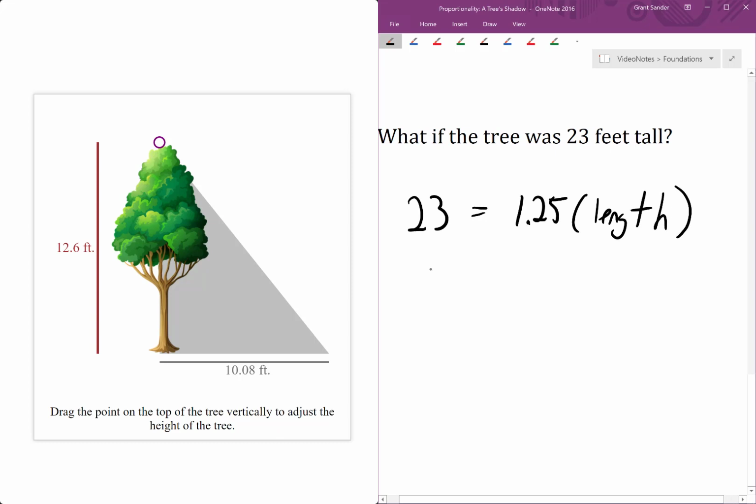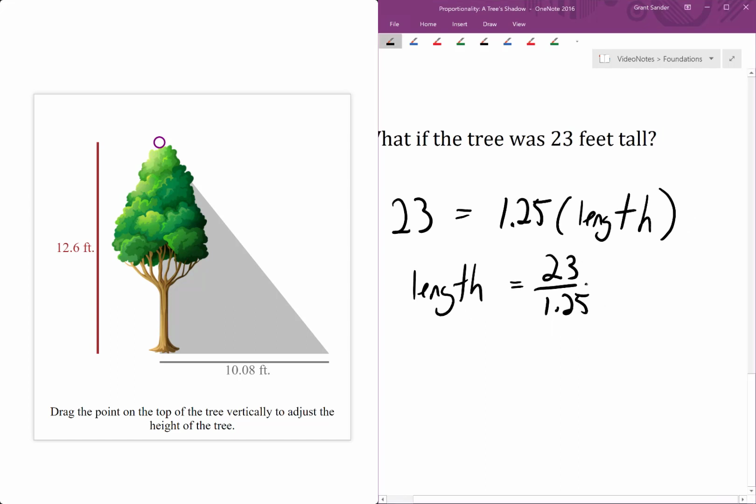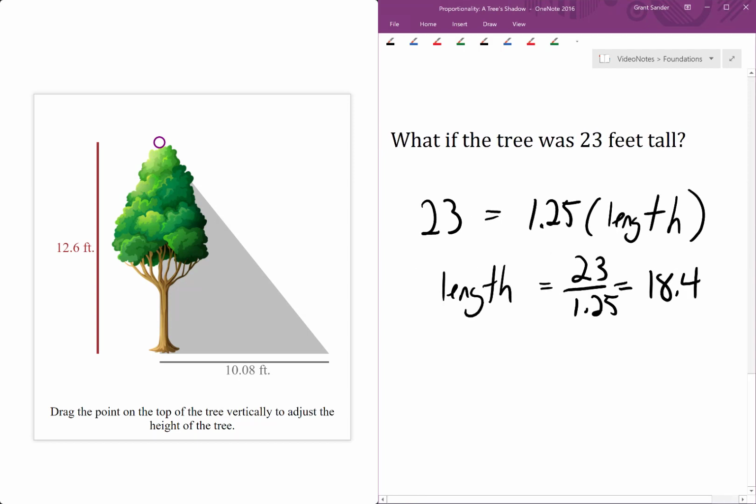And therefore, the length of the shadow in feet is equal to 23 divided by 1.25, and 23 divided by 1.25 is equal to 18.4. So if the tree was 23 feet tall, then the length of the shadow would be 18.4 feet.